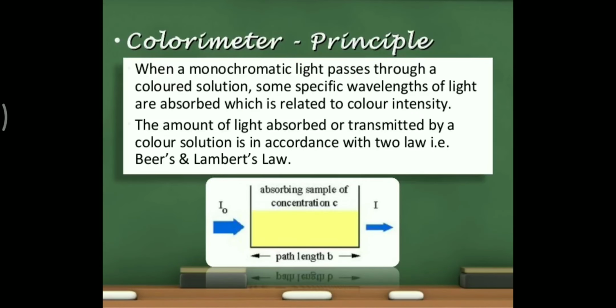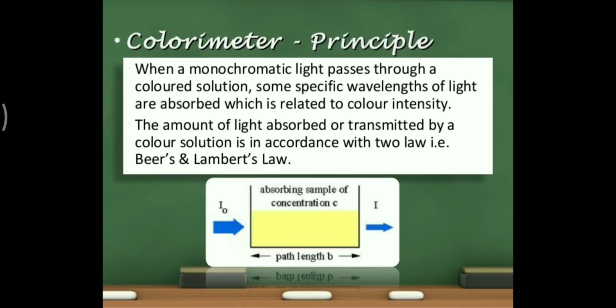So we'll see the principle of colorimeter. When a monochromatic light passes through a colored solution, some specific wavelength of light is absorbed which is related to color intensity. The amount of light absorbed or transmitted by a colored solution is in accordance with two laws, that is Beer's law and Lambert's law.